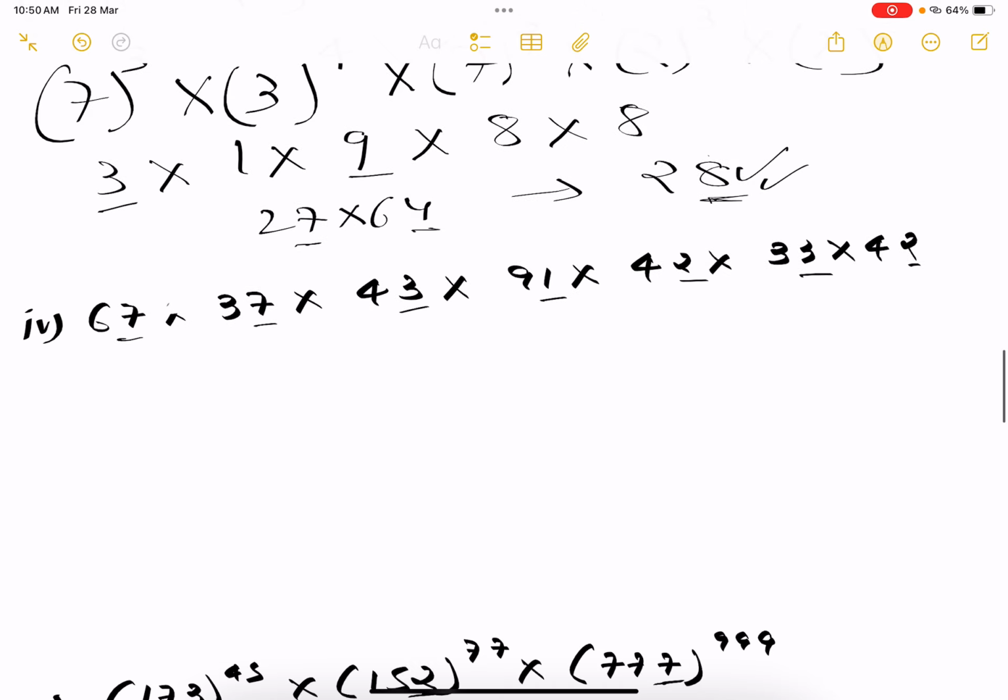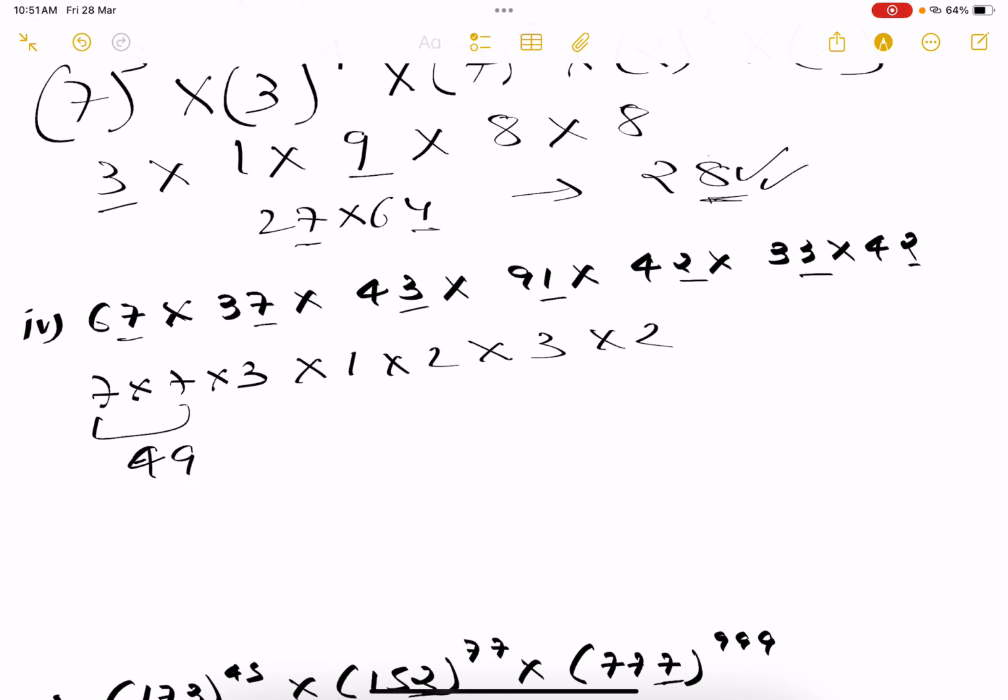Okay. Now let's solve this one. We do not do anything, we just take the unit digits: 7 into 7 into 3 into 1 into 2 into 3 into 2, and we multiply it. 7 into 7 is 49. This is 3, this is 6, and this is 2. Again 9 3s are 27 into 12, then this 7 into 2 is 14. So the unit digit is 4.